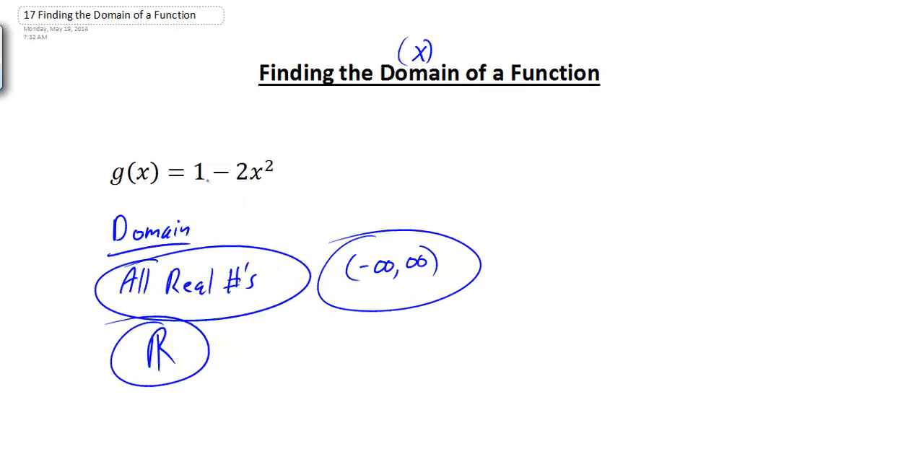So what this tells us is there's no breaks in the graph. There's nothing that's going to give us something that's undefined. So we can plug any real number in for x. And really, if you recognize any polynomial function, the domain is going to be all real numbers.